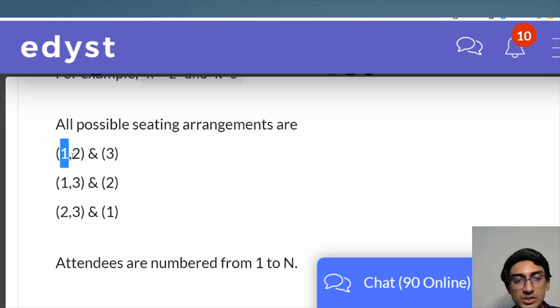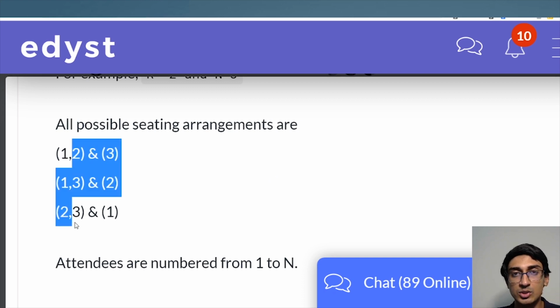So really what we are saying is we have to pick 2 numbers from 3 numbers, right? So if you remember your permutations and combinations, that's 3C2. We want to take 2 from 3, and 3C2 is nothing but 3. So I have 3 such possibilities.